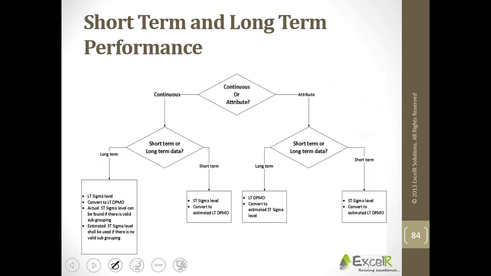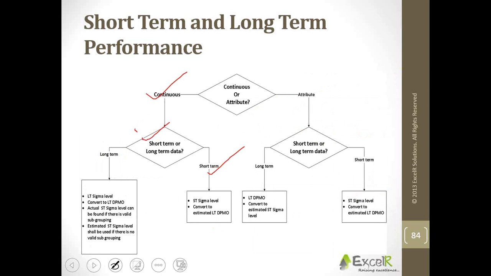If you have continuous data, then you ask one question. Is the data short-term data that I have or long-term data? Short-term data means your company has been operating since 10 years, but you have data only for 4 months or 3 months or 2 months. You have very small data. If my company is operating since 10 years and if I have data for all the 10 years, it will be called as long-term data.